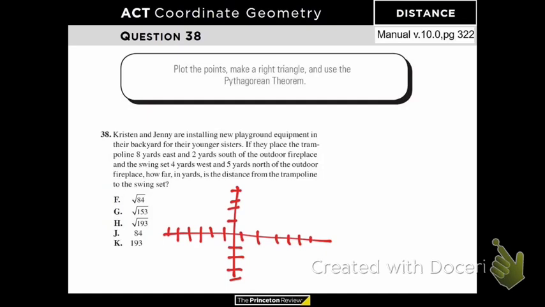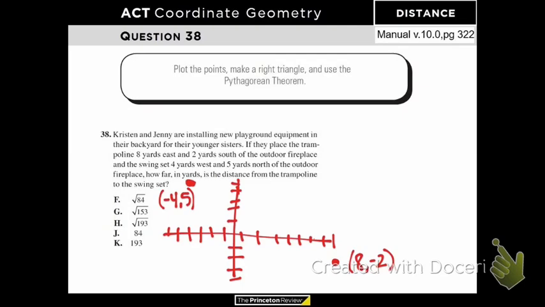Okay, so that first one was 8 yards east and 2 yards south. So I need to go right 8, 2 south, so here. That point, if I want to plot it, would be (8, -2). The second one says, let's see here, the outdoor fireplace and the swing set is 4 yards west and 5 yards north. So I'm going to go left 4, and then up 5. So about there, which would be the point (-4, 5).